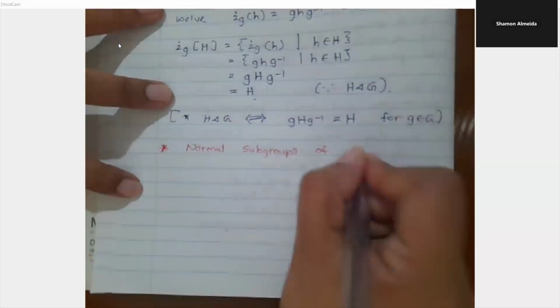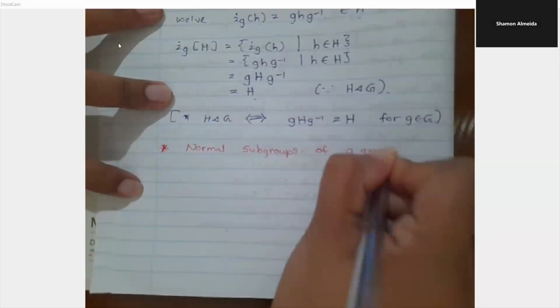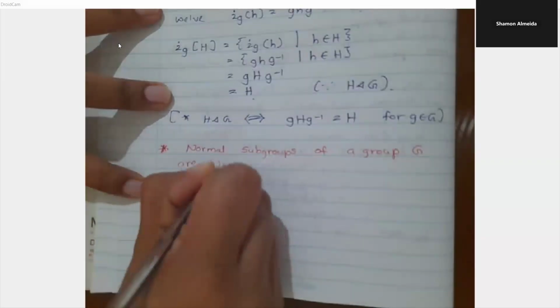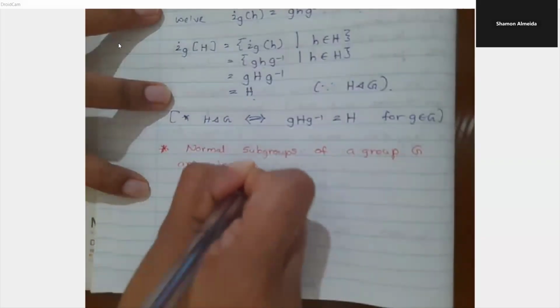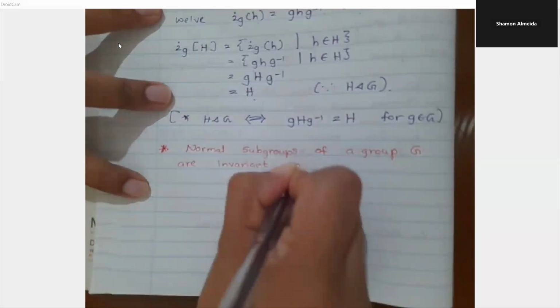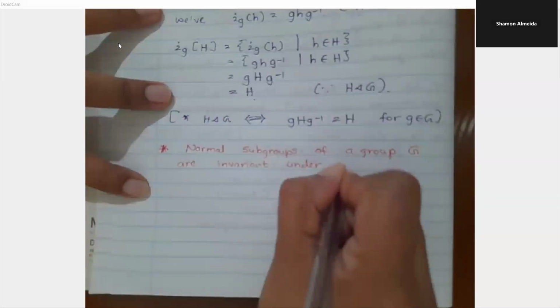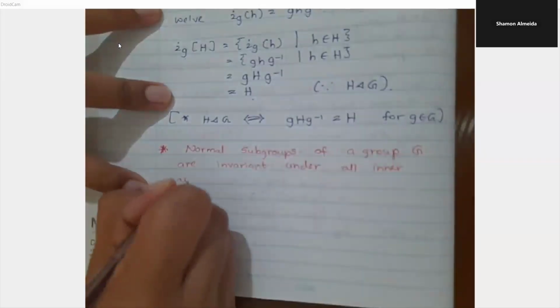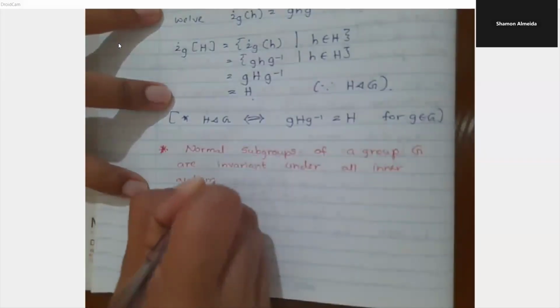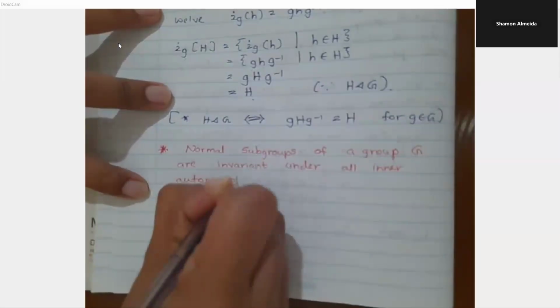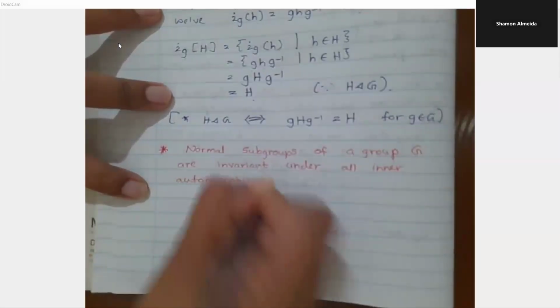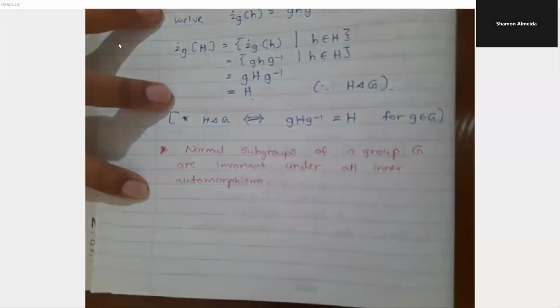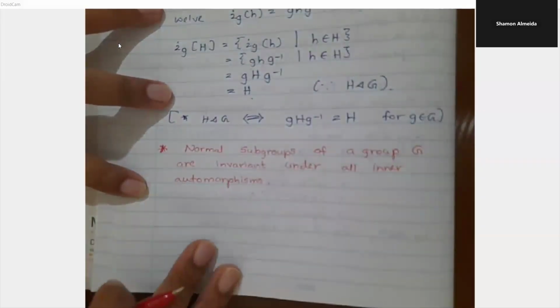Normal subgroups of a group G are invariant under all inner automorphisms. All inner automorphisms, right?